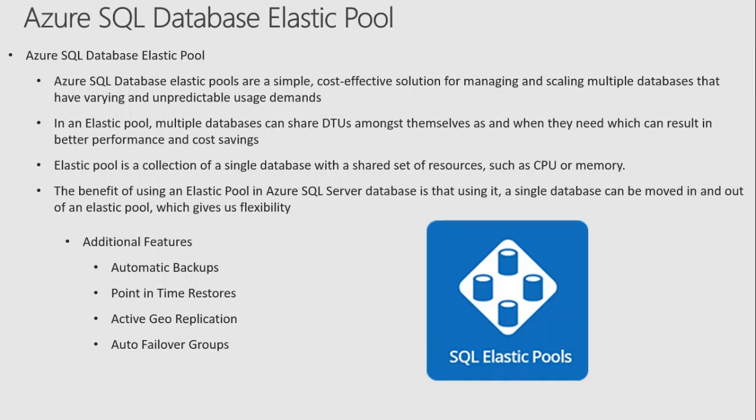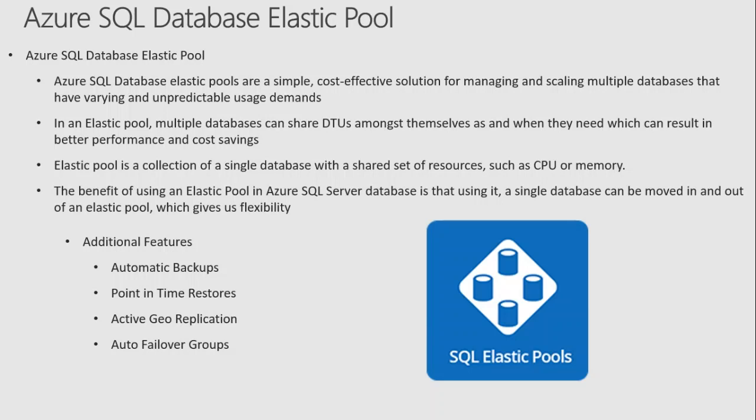and unpredictable usage demands. Okay, in an elastic pool, multiple databases can share DTU. DTU is nothing but database transaction units, amongst themselves when they need, which can result in better performance and cost savings. Let's say if it is in the traditional way, I need to buy the basic or the standard premium for each database. Okay, I need to pay for that even if my database is not using those resources.